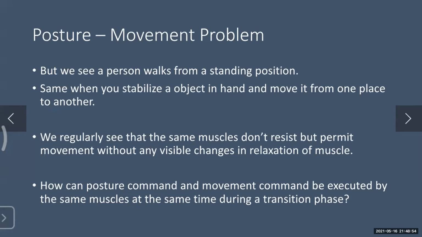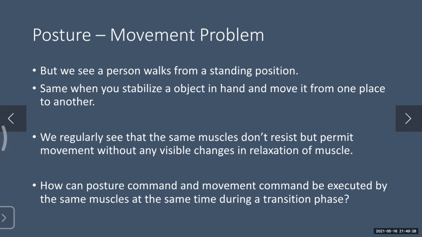We regularly see that the same muscles which act don't resist but permit movement without any visible changes and relaxation of muscle. So if the brain is telling that you need to maintain the posture, it gives one command, and the brain is at the same time giving a next command, a movement command, right? Then the posture command and movement command are opposite to each other, right? Clear? But they need to be executed by the same muscles at the same time. When one ends, the other should come immediately, and there should be a smooth transition during a transition phase, right? Clear? So the brain is telling the muscles, prevent movement, right?